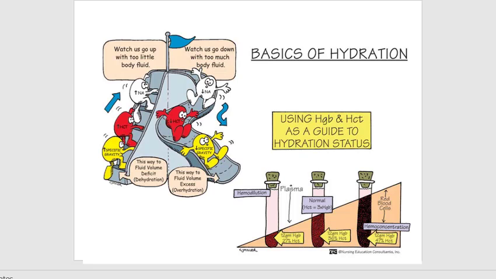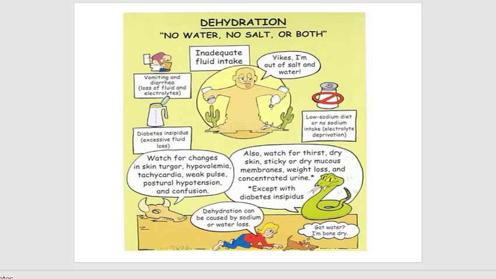Okay, so enough about that. Let's talk about dehydration. No water, no salt, or both. Yes, because water follows salt. Okay, so what are some causes of dehydration? Not taking in enough fluid. A lot of people forget that. They think about vomiting and diarrhea and NG suctioning and diaphoresis and fevers and sweating.